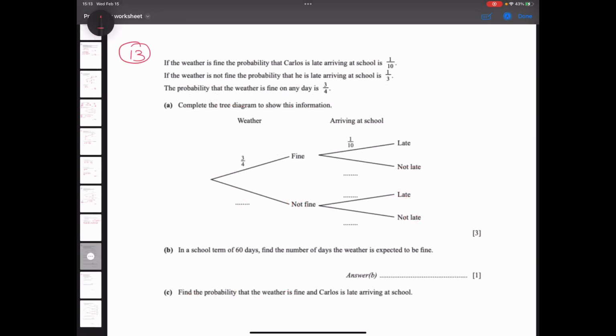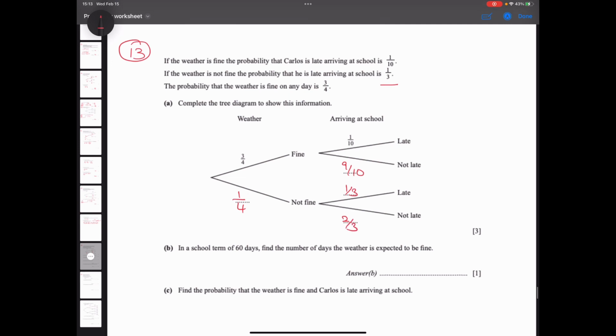Okay, question 13. It's about weather. If the weather is fine, the probability that Carlos is late arriving to school is 1/10. So fine, 1/10. Not late would be 9/10. Not fine is 1/4. So if the weather is not fine, the probability that he is late is 1/3, and not late would be 2/3.